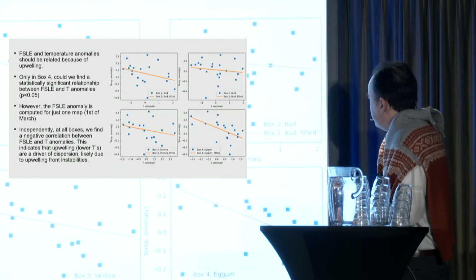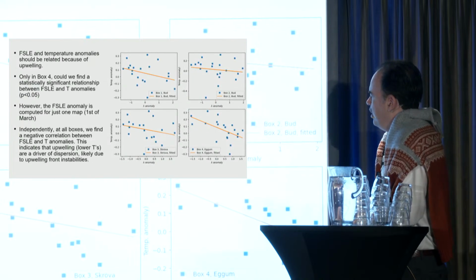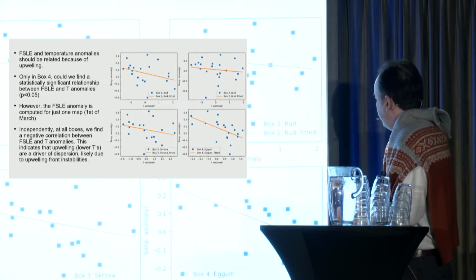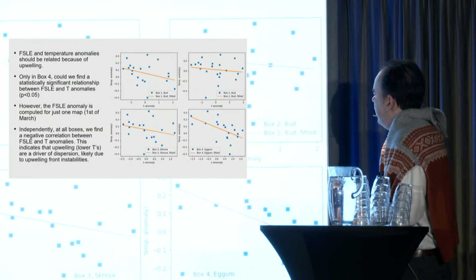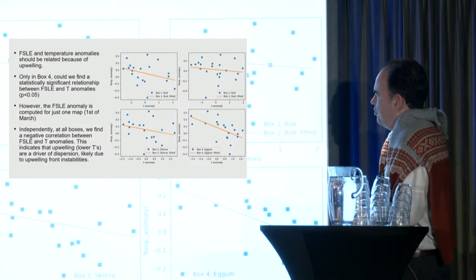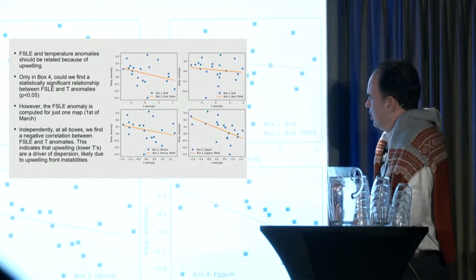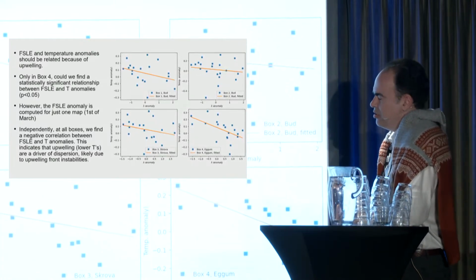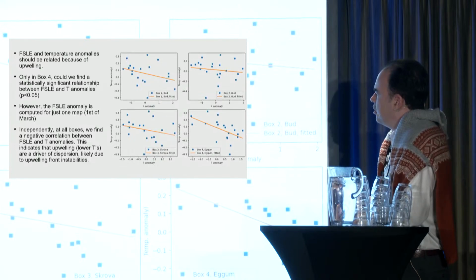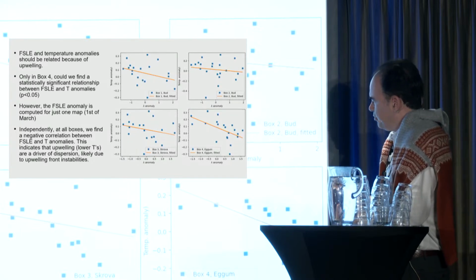And for all boxes, we found a negative correlation, although for boxes 1, 2, and 3, the trends are not statistically significant. However, for box 4, we found a statistically significant trend. But this hints at a negative correlation between the FSLE and the temperature anomalies. And so this implies that the negative temperature anomalies, which are associated with upwelling along the West Norwegian coast, are associated with higher dispersion.